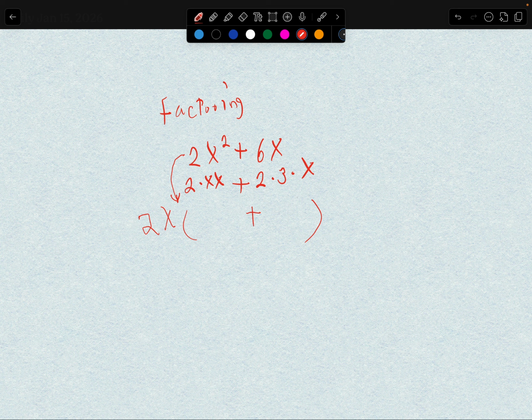The first one will be an x because 2x times x is 2x squared. And the second term will have a 3 because 3 times 2x, or 2x times 3, is 6x. So these are equivalent, but this is the factored form. And we just double check that we can't continue to factor it anymore. And I see I have three factors here, if you want to call 2 a factor, x a factor, and the parenthesis a factor.